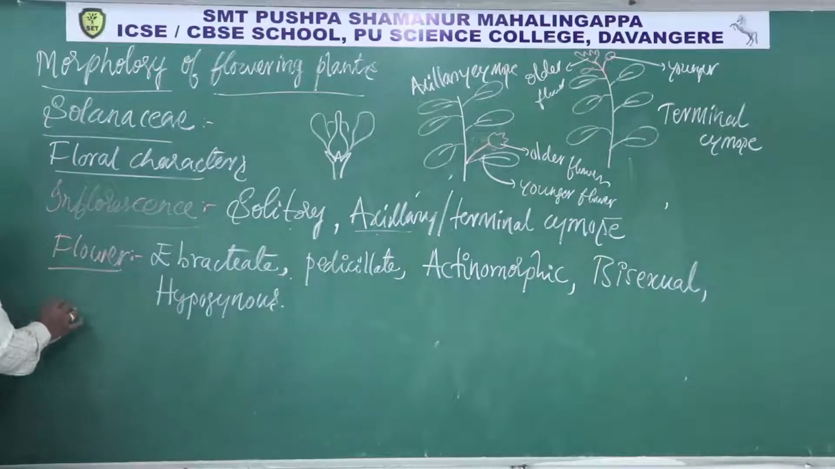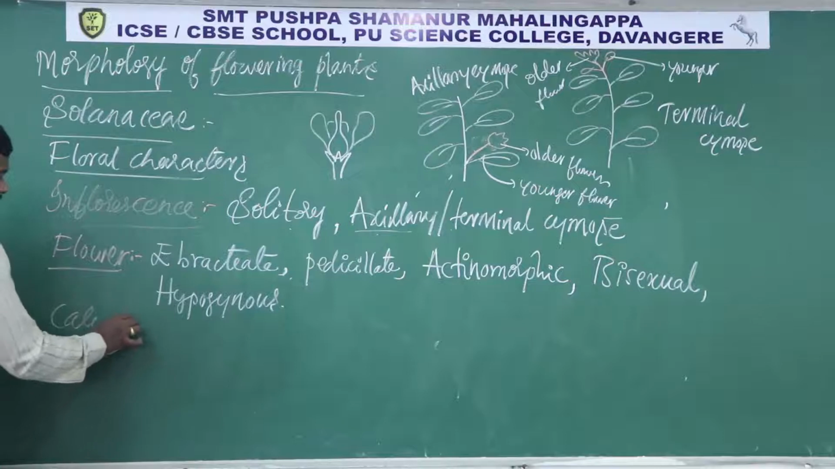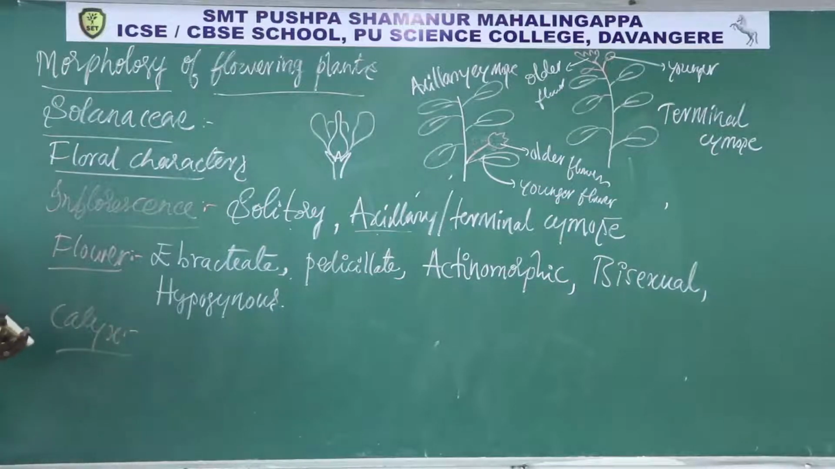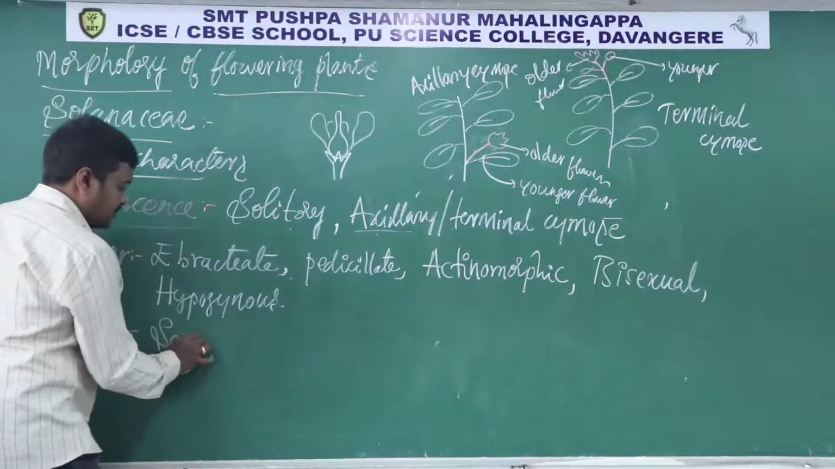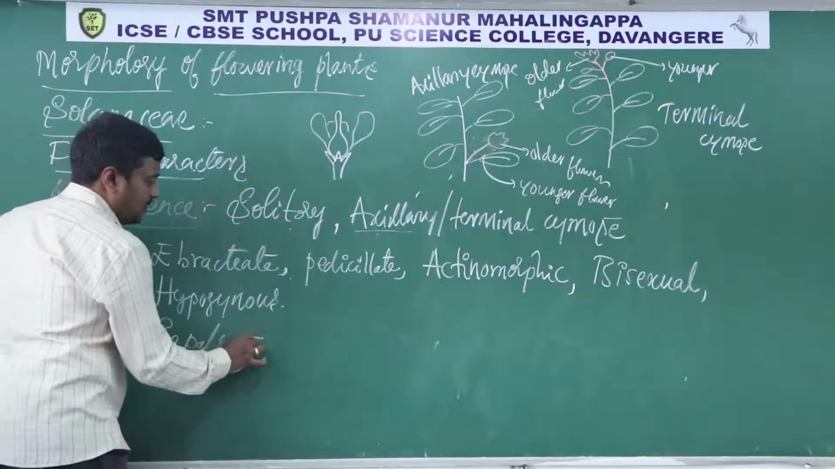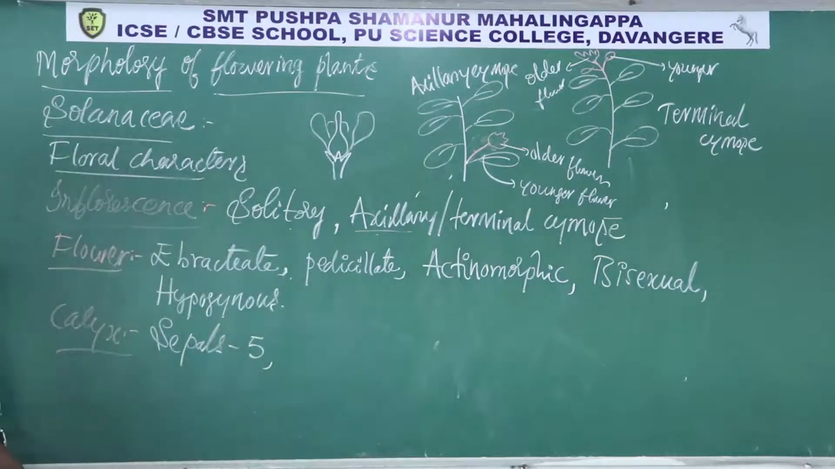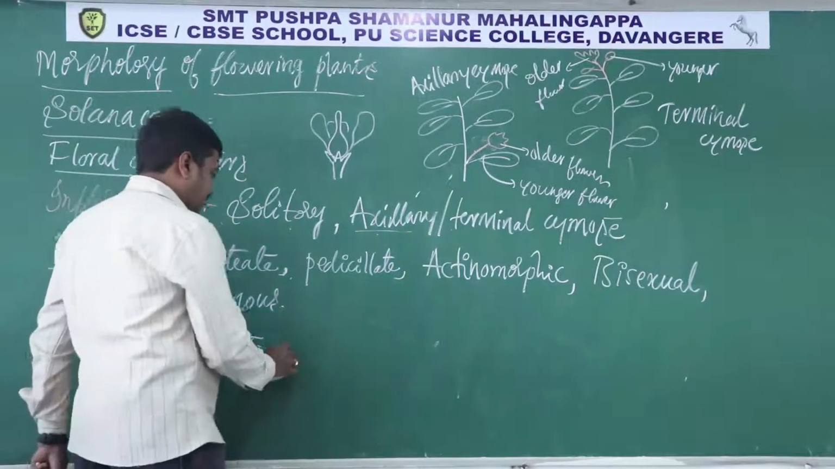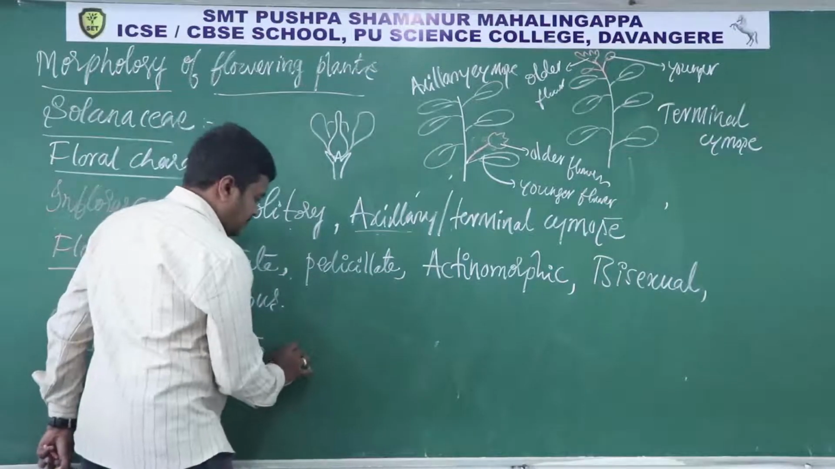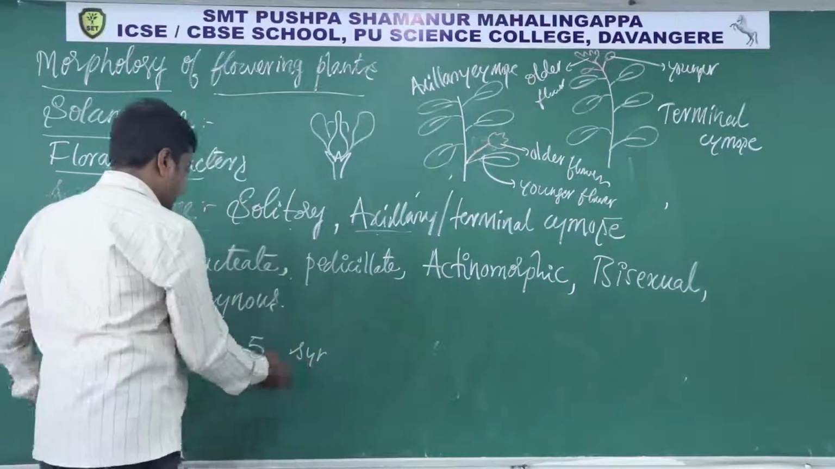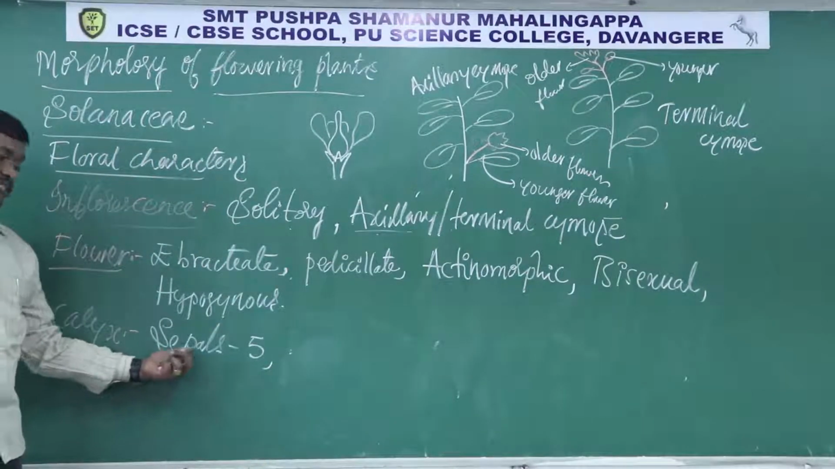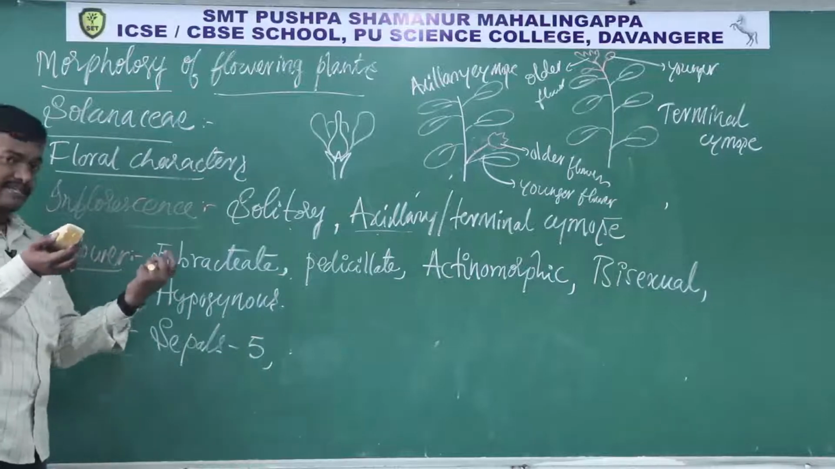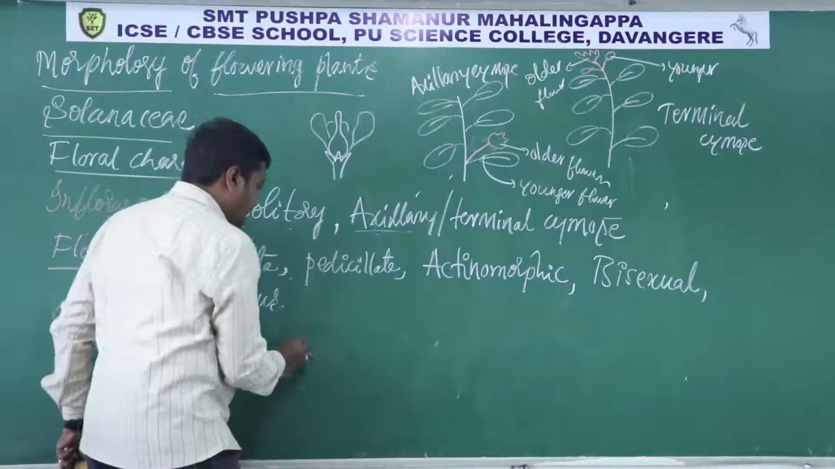So next is calyx. So calyx, the individual member is called a sepal. The number of sepals is usually five, and sepals are fused. That means the individual members of the calyx, the sepals, are fused, so called gamosepalous.